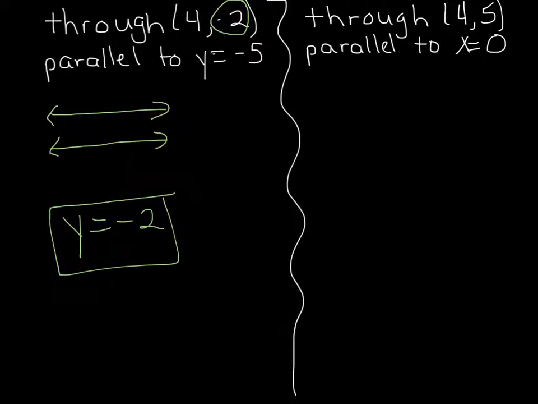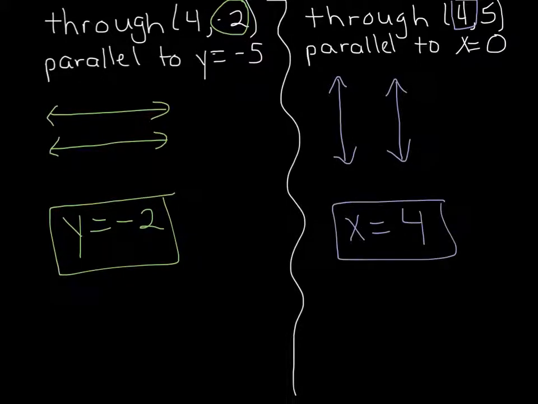Over here, if it's parallel to an x equals, remember x equals is vertical, so the parallel line is also vertical and also needs to be an x equals. Look at your point to see what x equals. And that would be your equation.